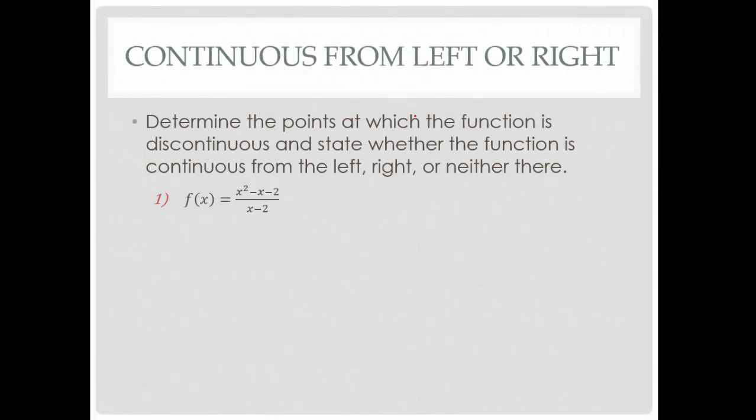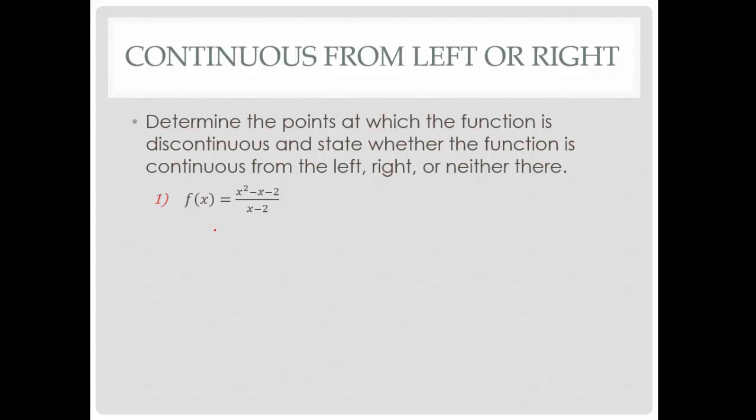We're going to determine the points at which the function is discontinuous. We've actually already done that for these examples. And state whether the function is continuous from the left, right, or neither there. Now I've chosen ones that we've already worked through. This is the same as example number 1 from just find out what kind of discontinuity you're looking at. Because while this is an additional question to look at, we've actually done all of the work that we need to be able to answer this.